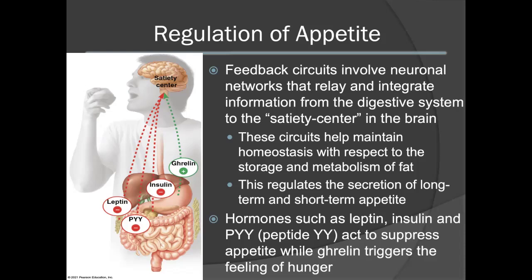Hormones such as leptin, insulin, and PYY or peptide YY act as negative influencers to help to suppress appetite, while ghrelin triggers the feeling of hunger and is considered to be a positive influencer. Take a look at the diagram to the left to understand the interaction of these particular hormones in controlling appetite.